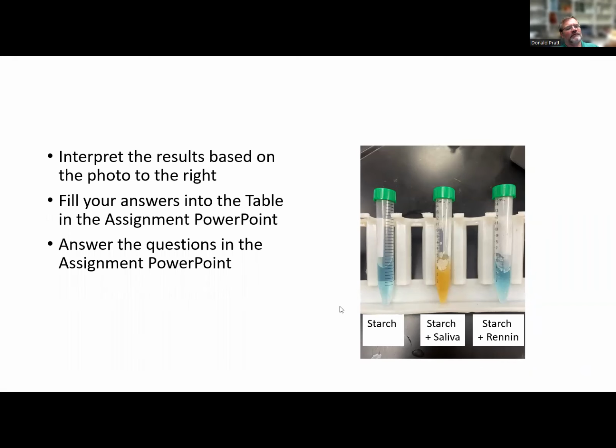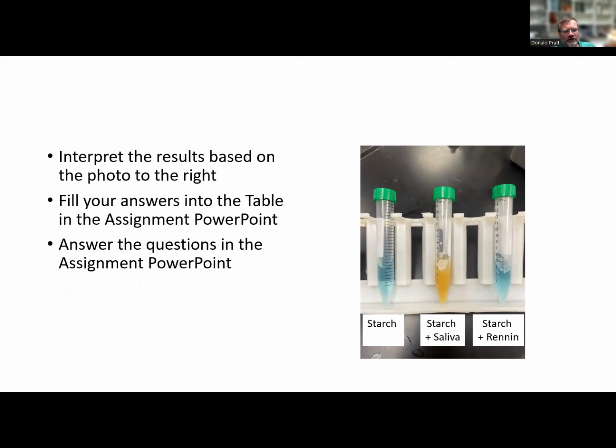All right, sorry about that. I added in the labels here so it's easier to figure out what we're looking at. So this tube here on the left contained starch alone plus the Benedict solution. This tube in the middle had starch and saliva. And this tube to the right had starch and renin. Again, renin is another protein. It's another enzyme, and you can read about its function in the lab itself.